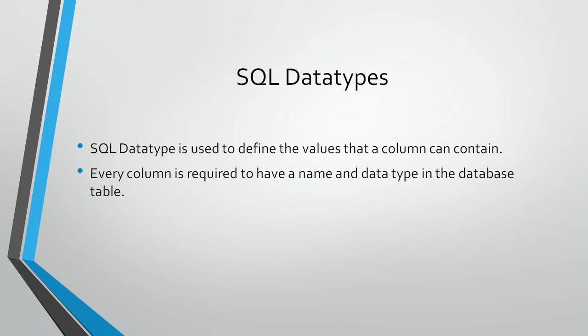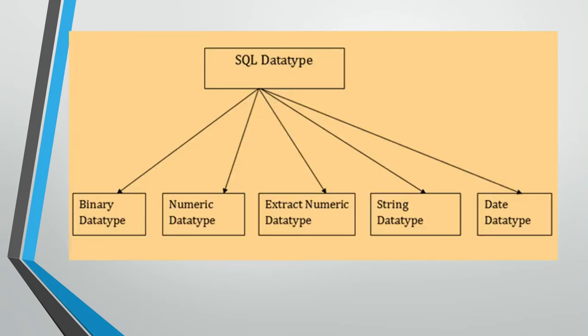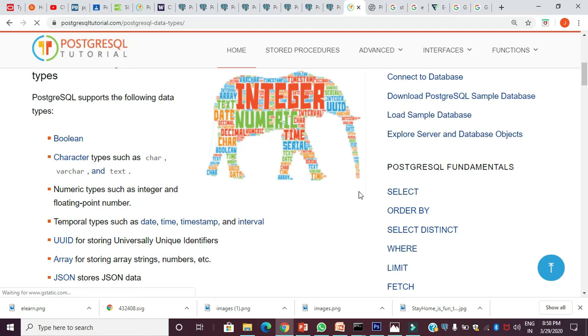with that column. Then SQL supports different types of data like binary, numeric, exact number, string type, and date type, etc. In the remaining slides, we'll discuss details about these different types.